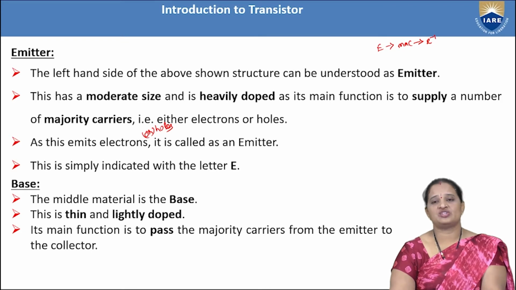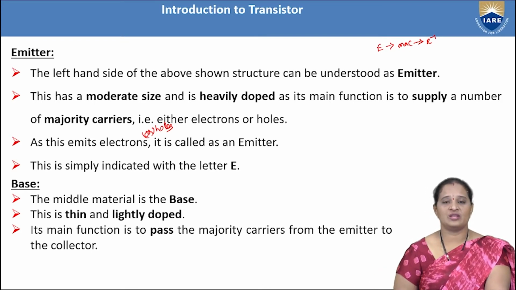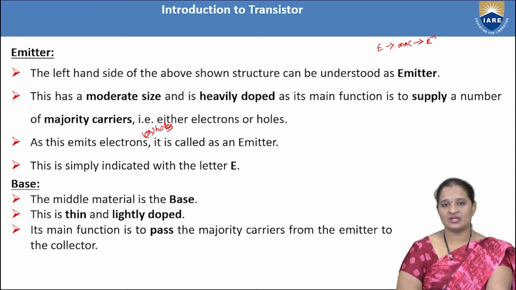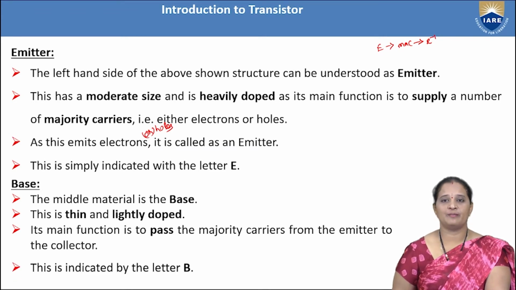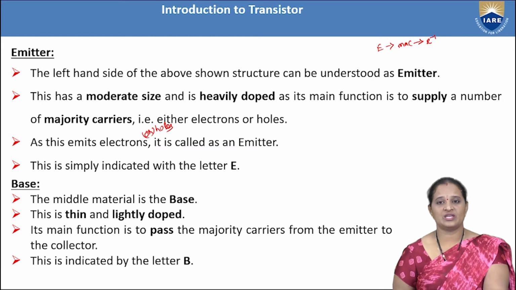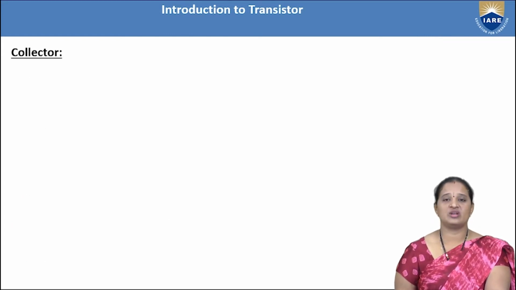And what is the main functionality of this base? The main functionality of the base terminal is to pass the majority charge carriers from the emitter terminal to the collector. This is the main functionality of the base terminal, and it is represented with capital B. Now coming to the collector terminal. What is a collector terminal? As the name itself indicates, collector. So what is the main functionality of this one?